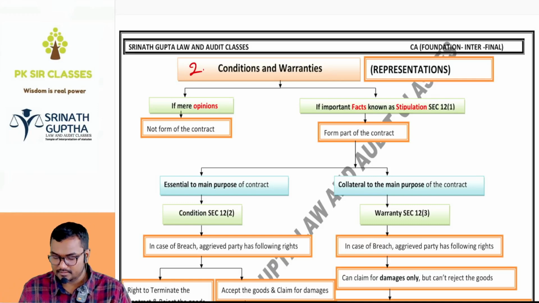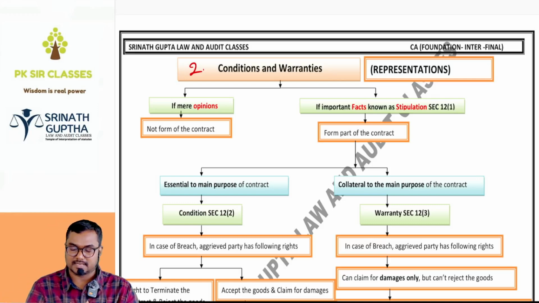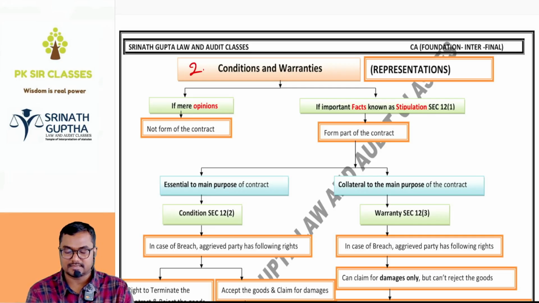Welcome back, sir. So in the last class we have completed conditions and warranties. We'll do a rapid revision. First of all, what are conditions and warranties? This chapter is one of the important chapters in the SOGA.